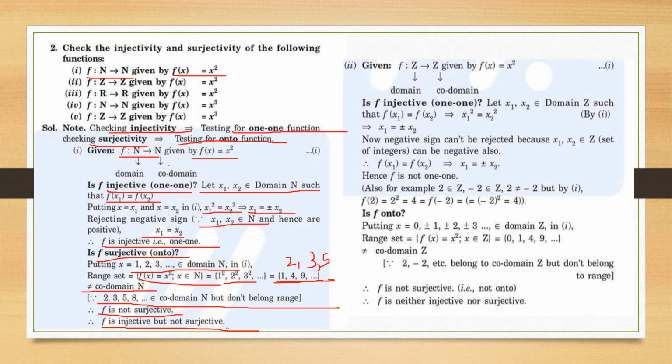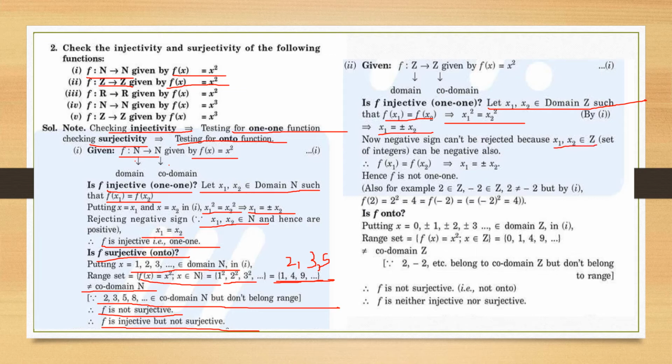1-1 but not onto. So let us see for Z to Z, f(x) = x². Z means integer. So for 1-1, x1, x2 belongs to the domain, f(x1) = f(x2), x1² = x2², x1 = ± x2. Now the negative sign cannot be rejected.